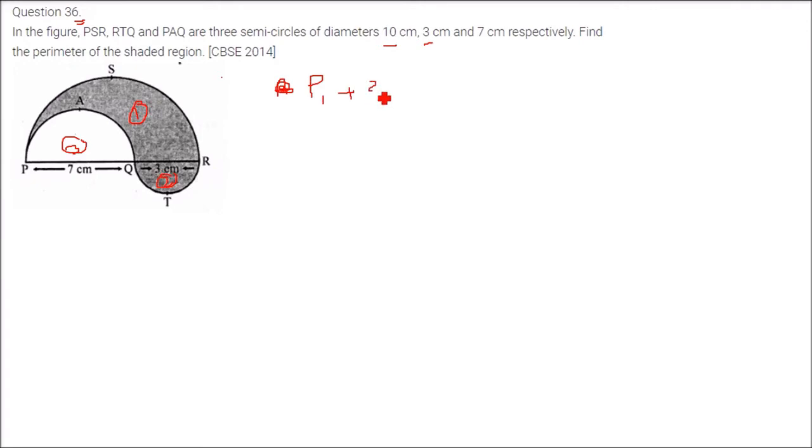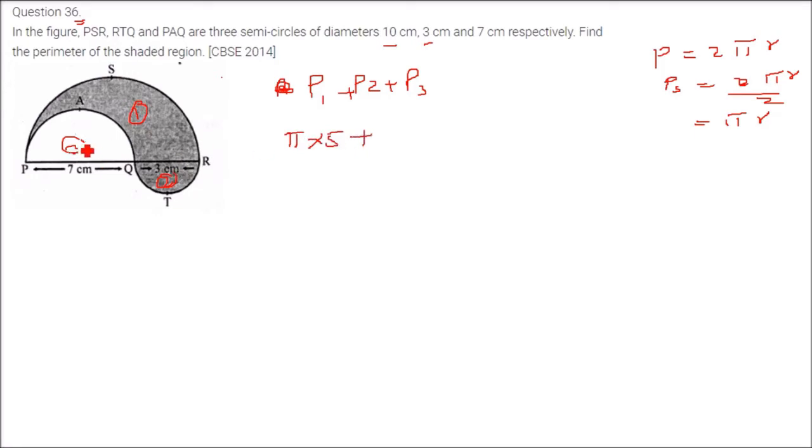Then we have to add the second one, and then we have to add the third one. So the perimeter of a circle is 2 pi r. The perimeter of the semicircle will be 2 pi r by 2, so it will be pi r. What will be the radius for the first one? See, 10 is the diameter, so the radius will be 10 by 2, that is 5. So we have pi into 5 plus.